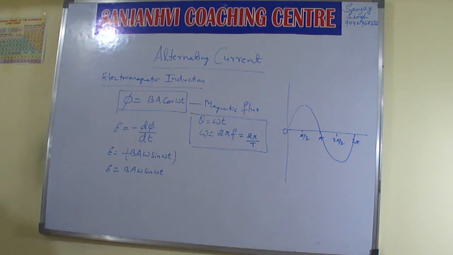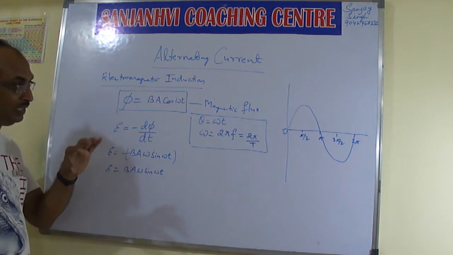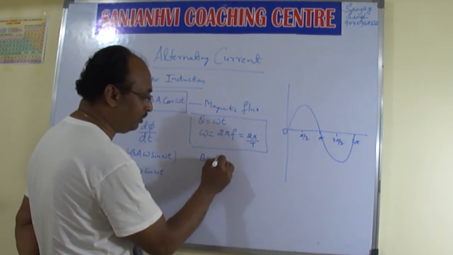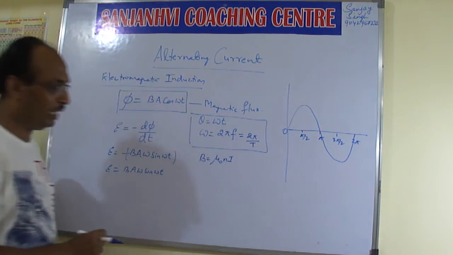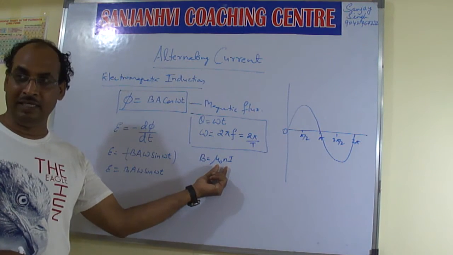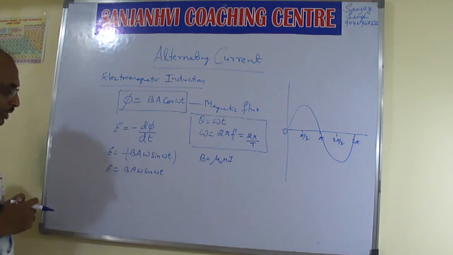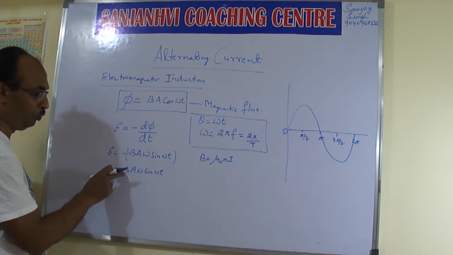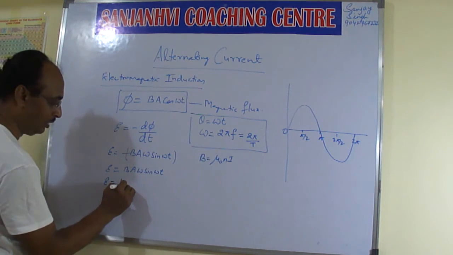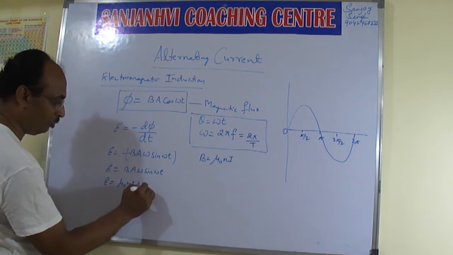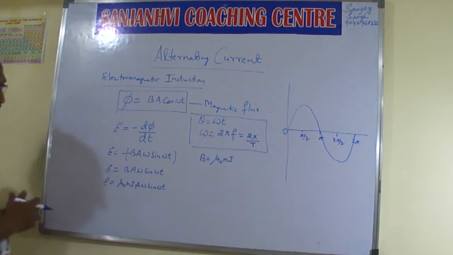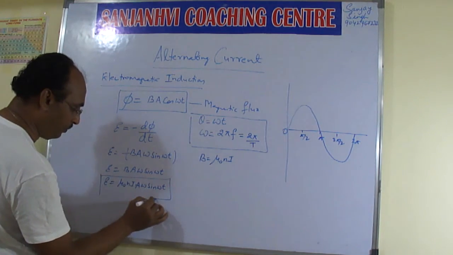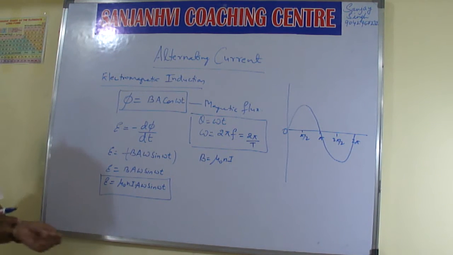If there are a number of turns in the coil, as we saw in the solenoid, what is the magnetic field B there? The magnetic field is mu 0 n i, where n is the number of turns per unit length. So putting this in, epsilon is equal to mu 0 n i A omega sine omega t. Now this has become the induced EMF for a solenoid.